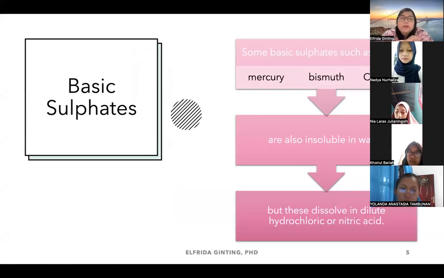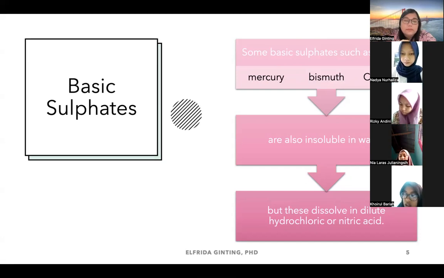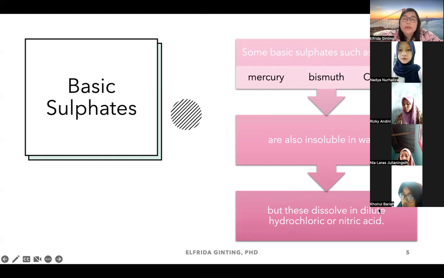Now, if we have mercury sulfate, bismuth sulfate, chromium sulfate, we call these three basic sulfates. And these basic sulfates are also insoluble in water. But when you mix them with hydrochloric acid or nitric acid, these sulfates will be soluble. So if you mix mercury sulfate, bismuth sulfate, chromium sulfate with water, they will be insoluble. But if you mix them with hydrochloric acid or nitric acid, they will be soluble.